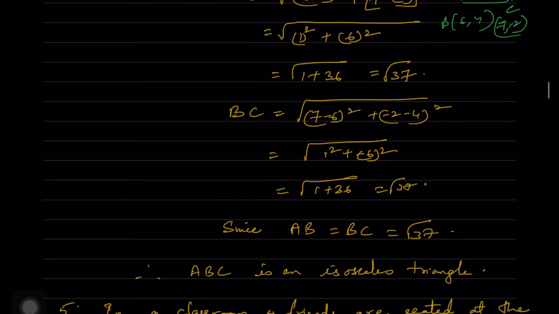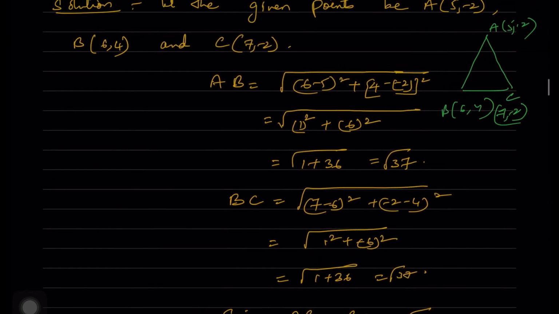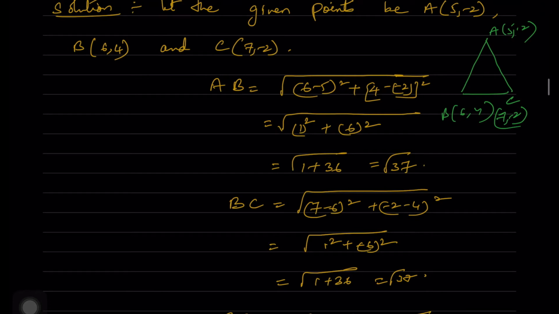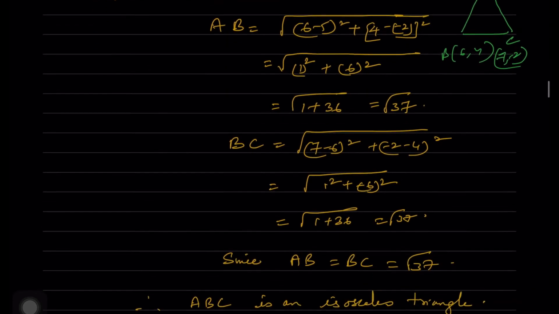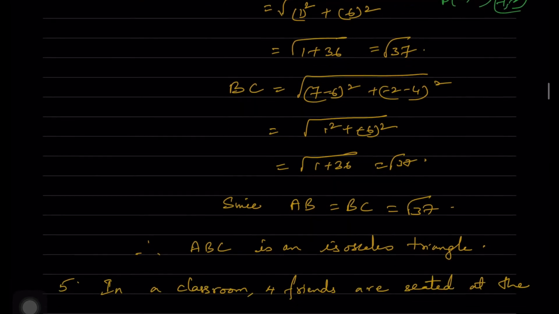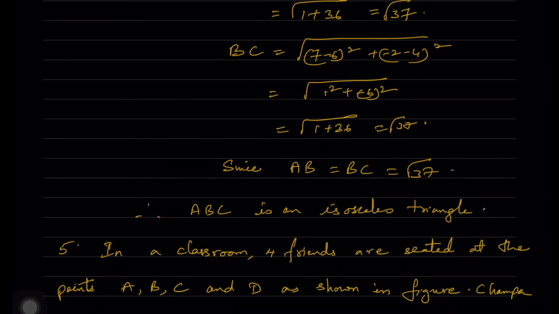So BC is equal to root of 7 minus 6 whole square plus minus 2 minus 4 whole square, which is 1 square plus minus 6 whole square, which is again equal to root 37. Since AB is equal to BC, we are having at least two sides equal, therefore it is an isosceles triangle.